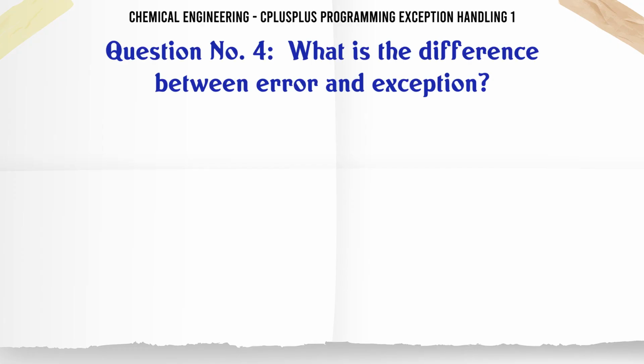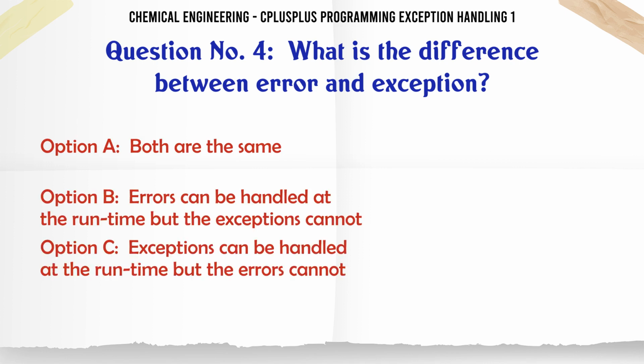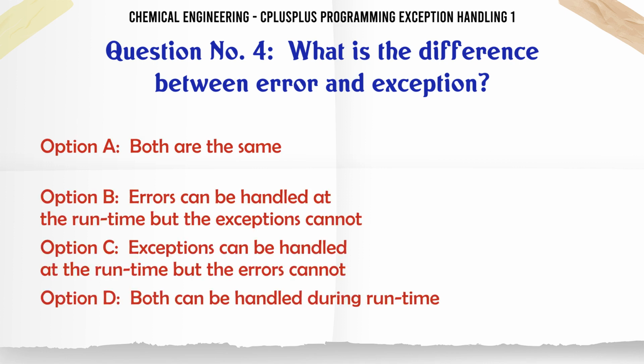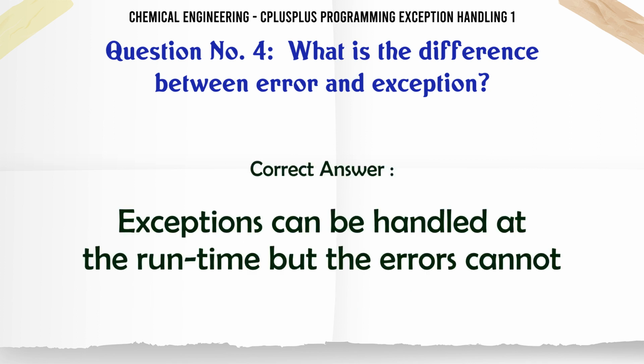What is the difference between error and exception? A. Both are the same. B. Errors can be handled at the runtime but the exceptions cannot. C. Exceptions can be handled at the runtime but the errors cannot. D. Both can be handled during runtime. The correct answer is exceptions can be handled at the runtime but the errors cannot.